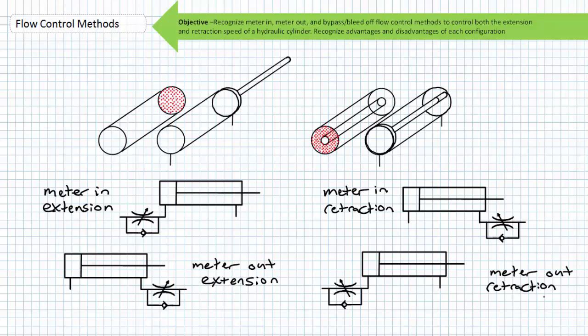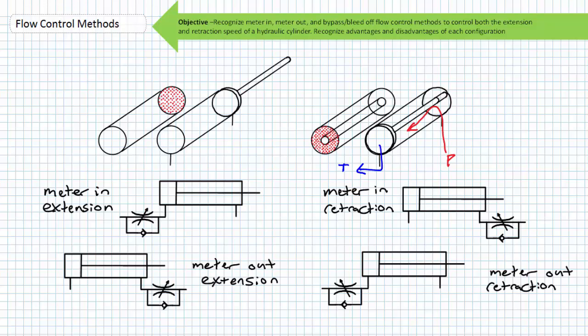These meter in and meter out configurations are not limited to extension only. There are occasions we wish to control retraction speed. Let's again start with a review of basic retraction for a double-acting cylinder. When pressurized flow enters the rod end, obviously the cylinder retracts. While the cylinder is retracting, flow is leaving the cap end.